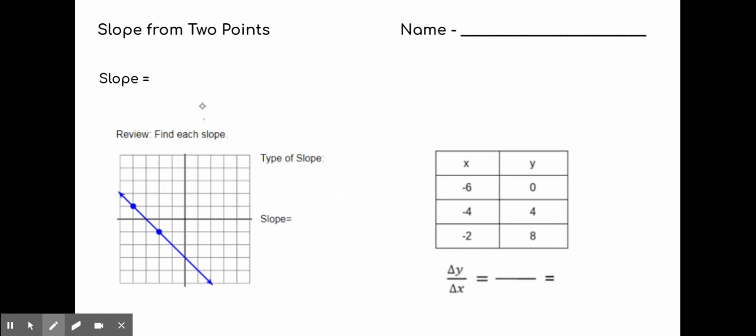So I want you to pause the video. I want you to write the ratio that we use to find slope. I want you to find the slope from this graph and the slope from this table. When you are done, turn the video back on and check your work.